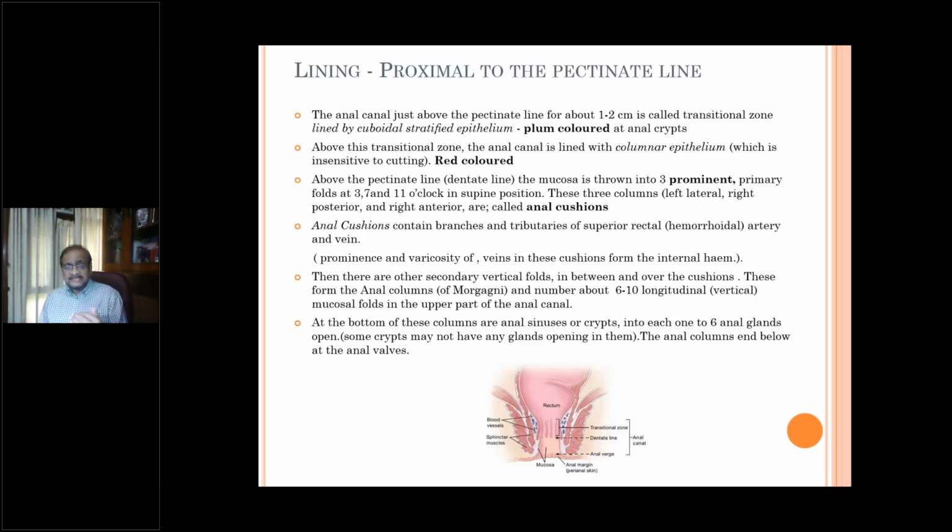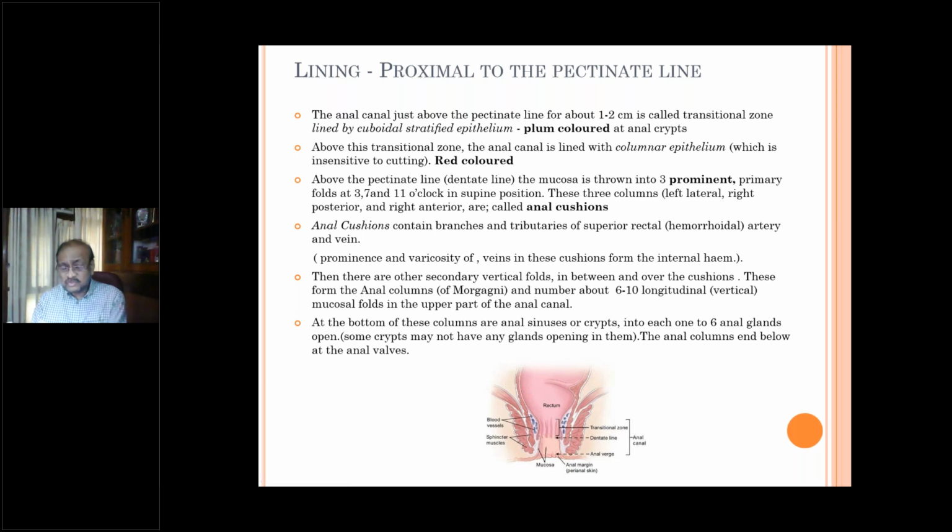Now let's see the lining. We just now talked about the lining. What is the lining? So here in the rectum, you've got what? Columnar epithelium. We all know that. But what about this transitional zone? This is the transitional zone. So the transitional zone has a cuboidal epithelium, stratified cuboidal epithelium. And that makes a difference in the type of malignancy we're talking about, right?